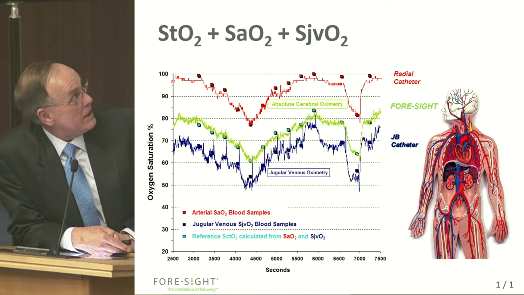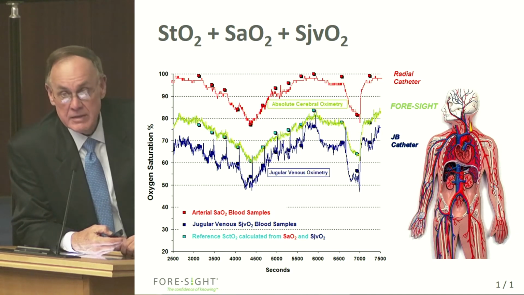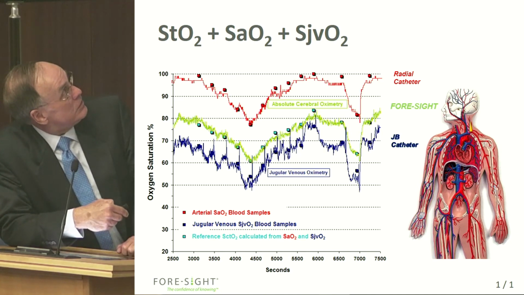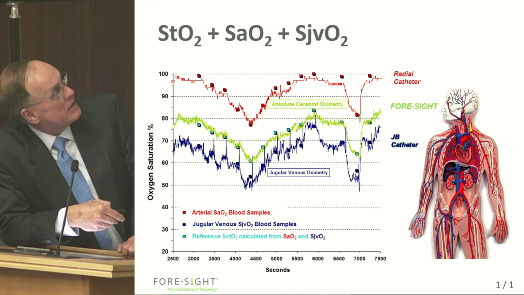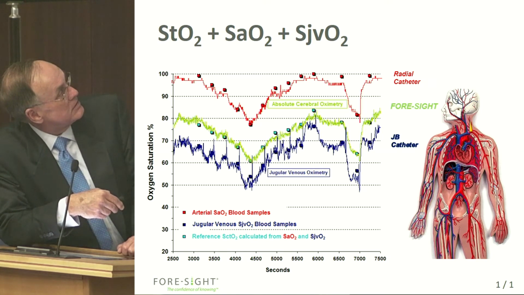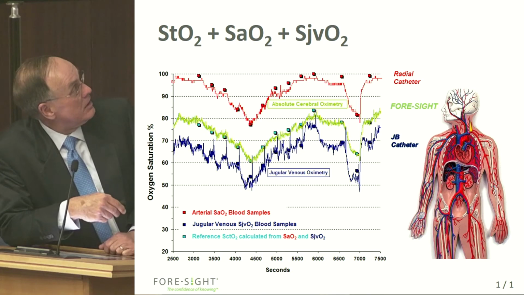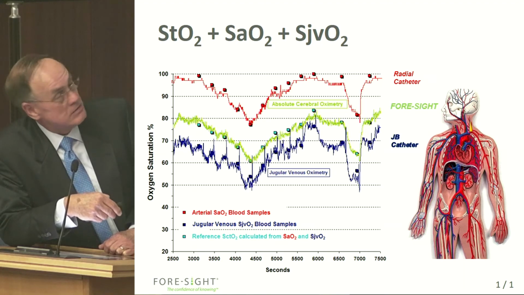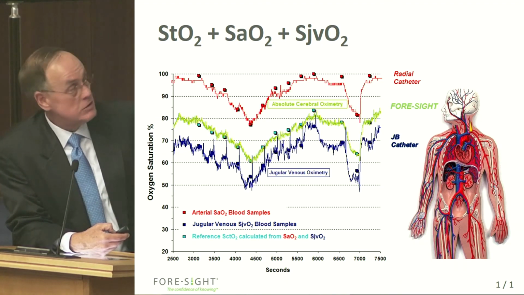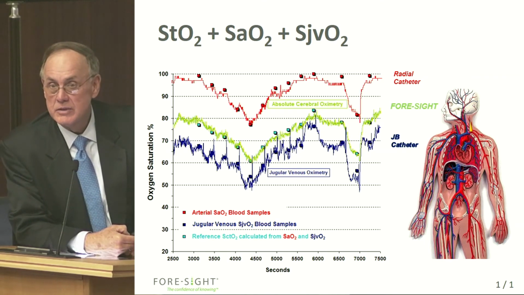So, again, this is just a picture of how the technology actually works. You can see here, this is the pulse oximeter and the values that are shown on the fingertip right here. This is a jugular bulb, actual blood samples from the brain, and the Foresight reading is right here in the green. So again, it's a very, very accurate monitor which very closely tracks the changes in tissue oxygenation.